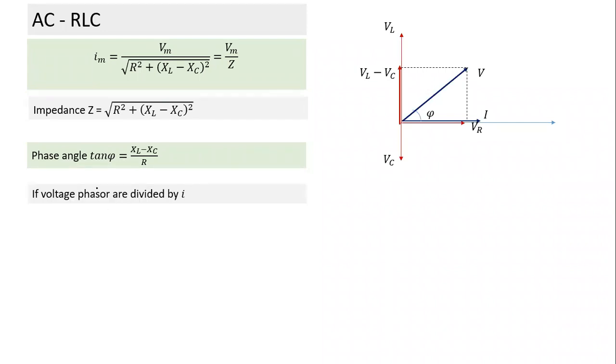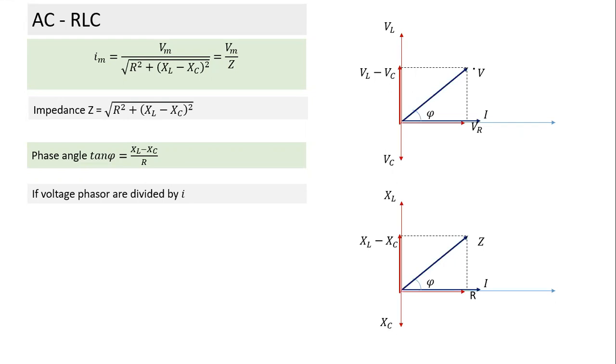So in this case, this is the phasor we have drawn. In this phasor, how many voltages are involved? This voltage, this voltage, this voltage, and then we took the difference there. What happens if we divide this voltage phasor by current?